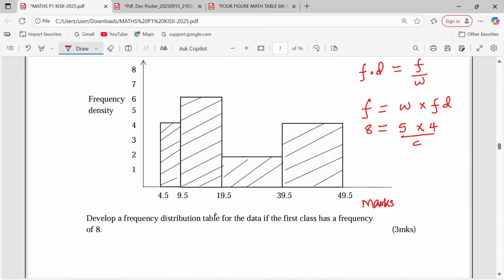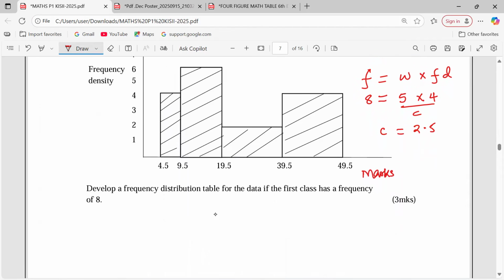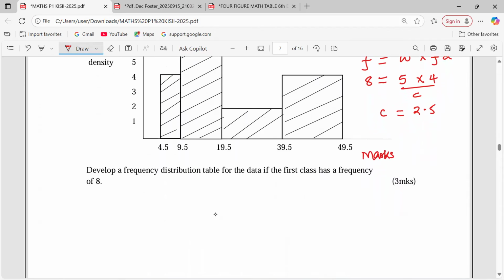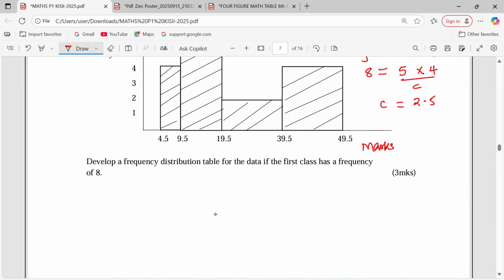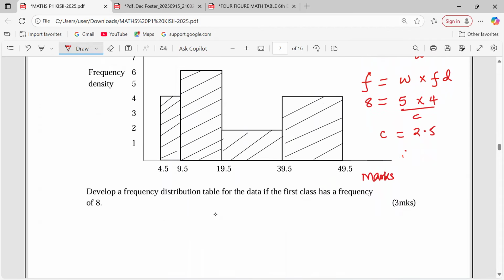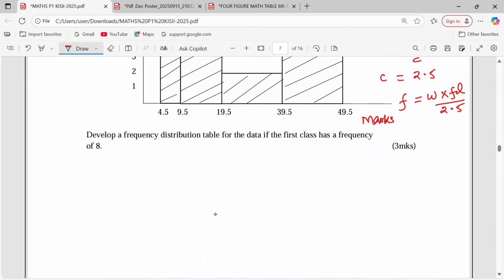The value of this factor C shall be, we take 20 divided by 8. 20 out of 8 gives us 2.5. So we'll be applying 2.5 across for us to get frequencies. Every frequency will be given by class width times frequency density out of 2.5. Yeah, that way.